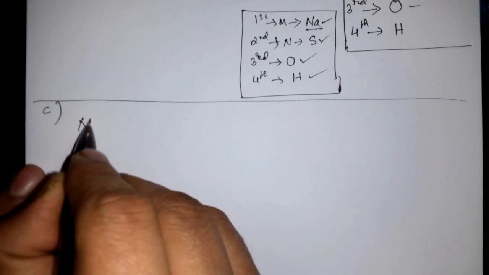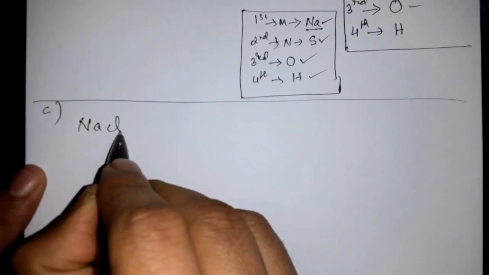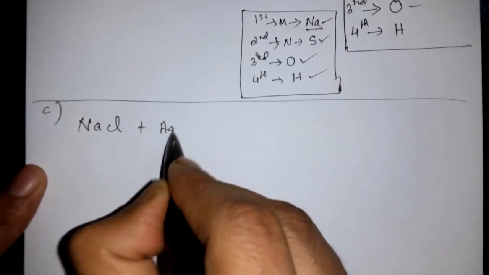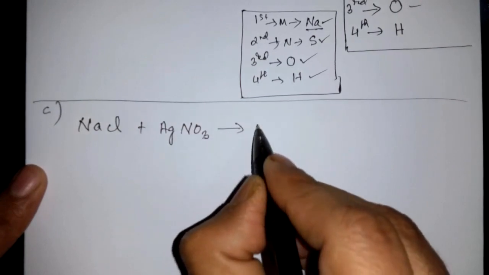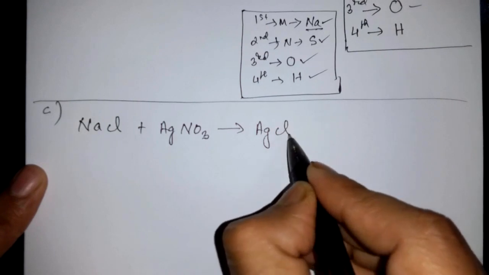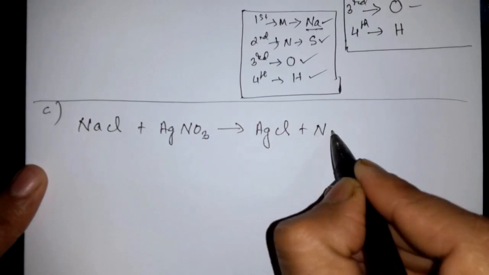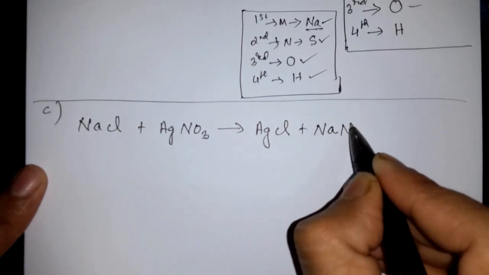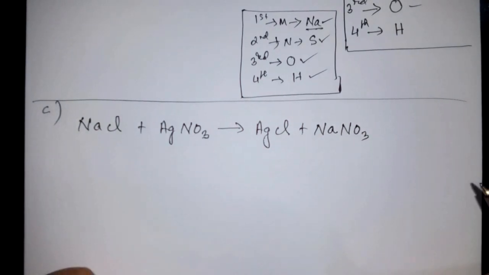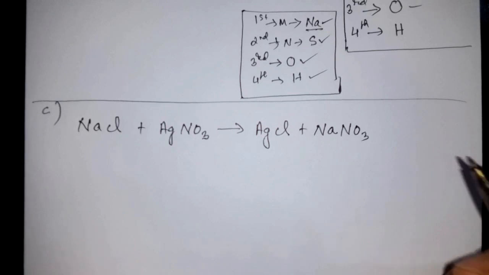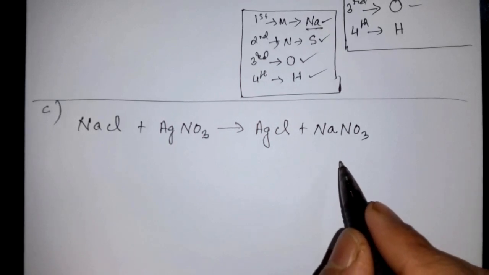C is NaCl plus AgNO3, gives AgCl plus NaNO3. Okay.